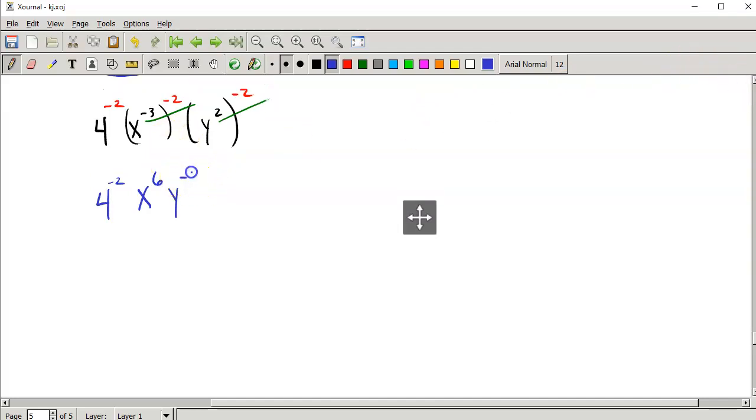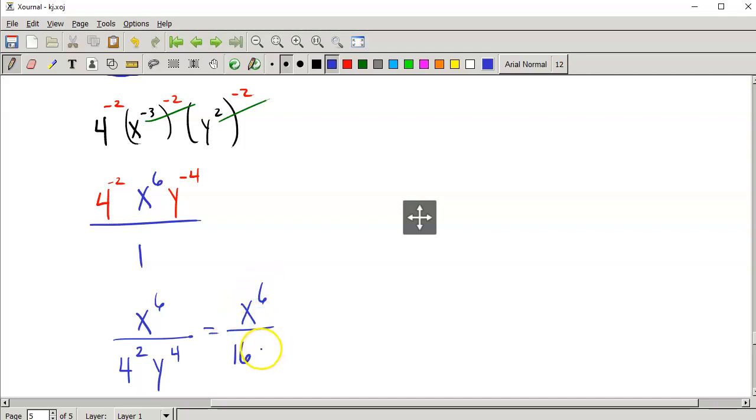So this will be y to the -4th. This is over 1. So as I was saying, take the negative exponents. So that one, and then also this one. And then we can take those and make them positive exponents, but then put them on the bottom of the fraction. So this would be x to the 6 over 4 to the +2, and then y to the +4. So all in all, this would be x to the 6th over 16 y to the 4th.